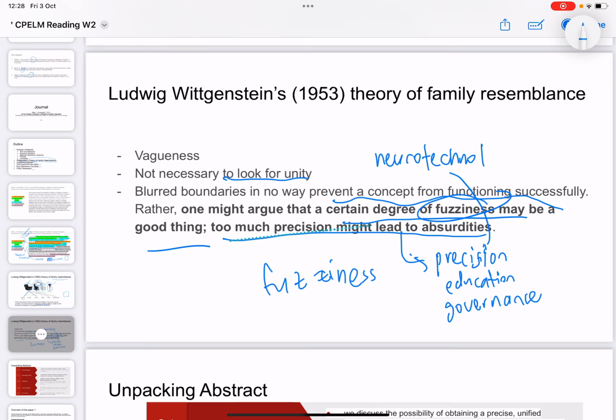There's a lot of devices coming out, this whole neurotechnology devices, and there's a whole, they call it neuroliberal turn. I think I might have got this wrong. But anyway, there's a whole turn towards this, which this theory of family resemblance can actually use to argue how we are moving so much into this whole precision education.